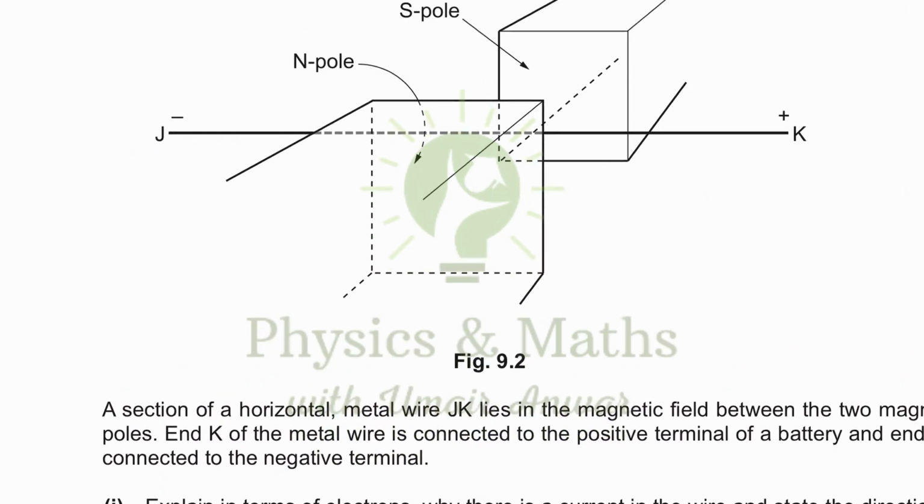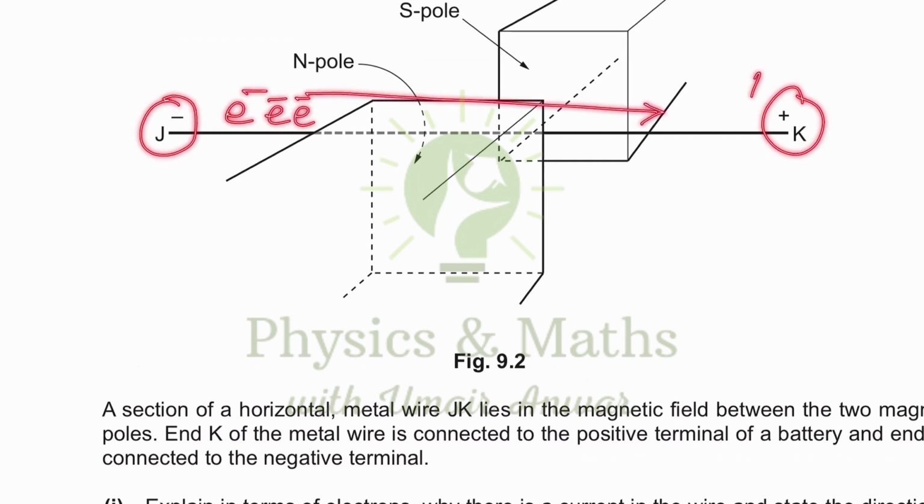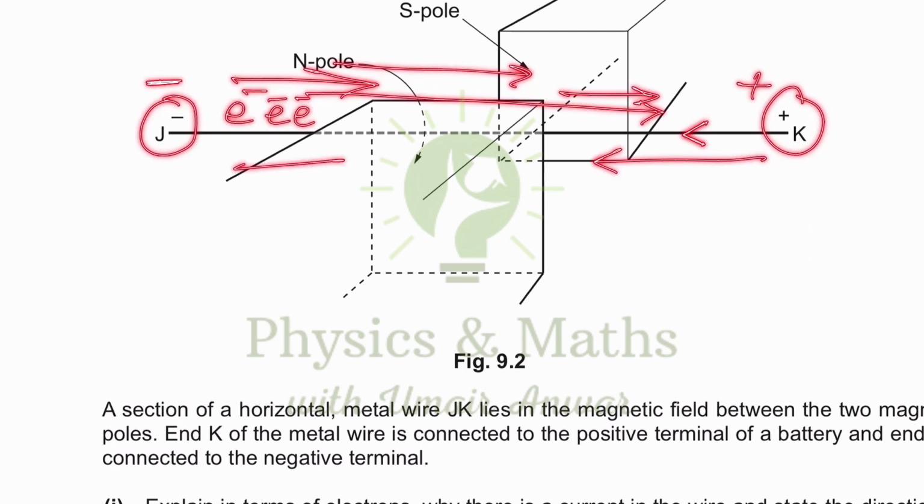Since this end is connected to the positive terminal and this end is connected to the negative terminal, the free electrons present in the wire would be attracted towards the positive end and repelled from the negative end. So they would start flowing in this direction in the wire. But the conventional current is the current which flows opposite of this movement.